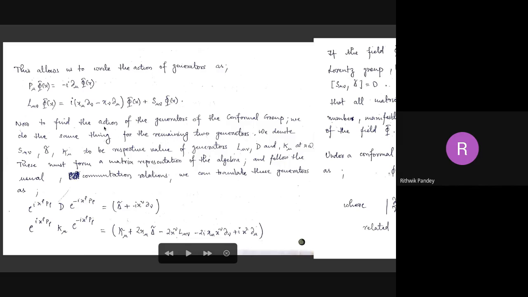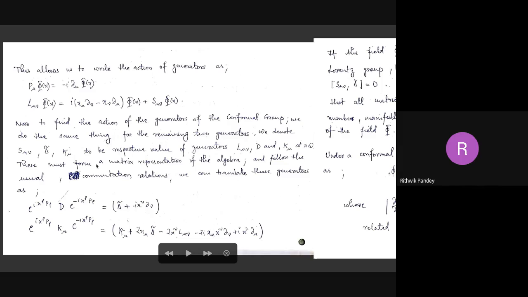Now to find the action of generators of the conformal group on some multi-component field phi, we do the same thing. But as we know these two generators are already there in the conformal group, we worry about the other two generators, the generators of dilation and the generators of the special conformal transformations. So we denote S mu nu, this thing is already done, but still we denote S mu nu, delta tilde, and kappa nu to be the respective values of the generators L mu nu, the dilation operator, and K mu at x equal to 0.